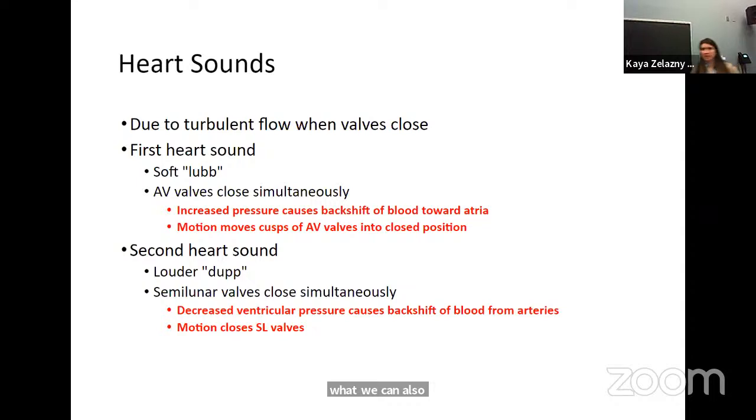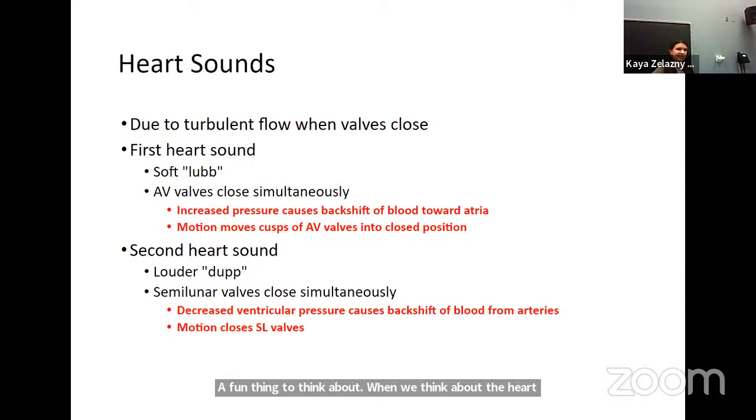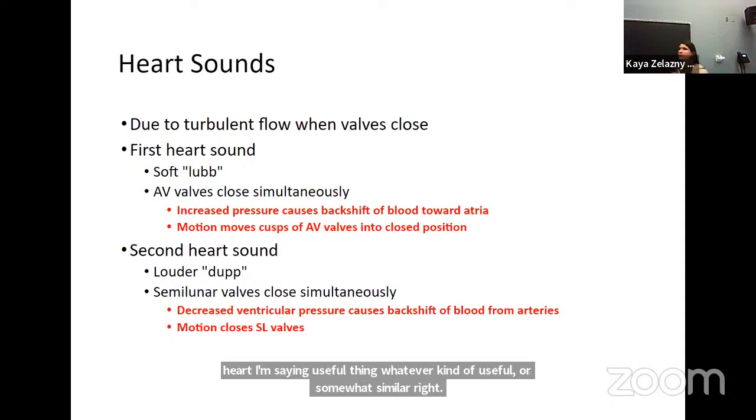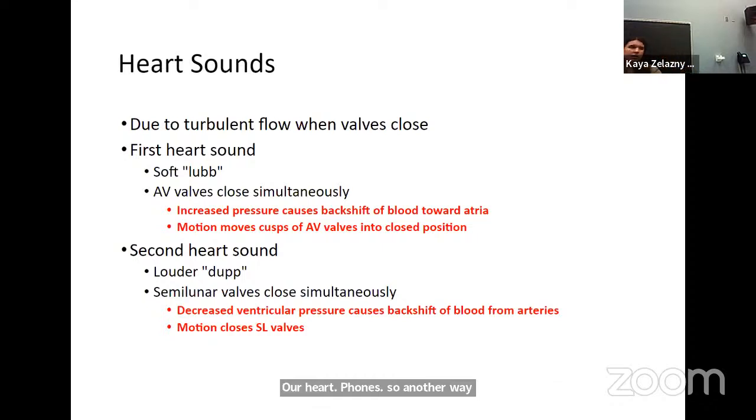A fun thing to think about when we think about the heart, fun, useful, whatever, fun and useful are somewhat similar, right? Our heart sounds. So another thing that we think about is that sound it makes that you can hear sometimes in your ears, hopefully usually not, usually more often with a stethoscope or when you're hooked up to a machine. So those heart sounds, the lub-dub, lub-dub sound that you hear, this has to do with our valves.